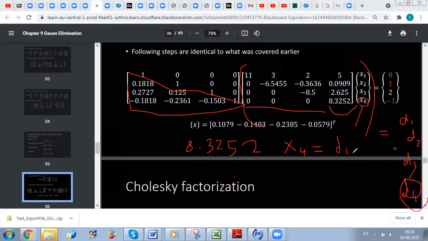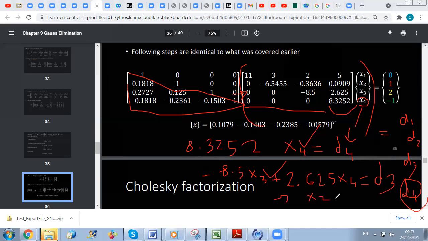Now we had already calculated D4. We substitute here. We get X4. Once we get X4, now we are ready to get X3. You move to the third equation, which will be minus 8.5 X3 plus 2.625 X4. You substitute X4 by its value, equals to D3, and D3 also is known. You get X3, and you repeat this to get X2, then X1. Okay?